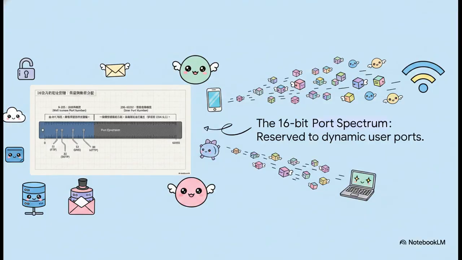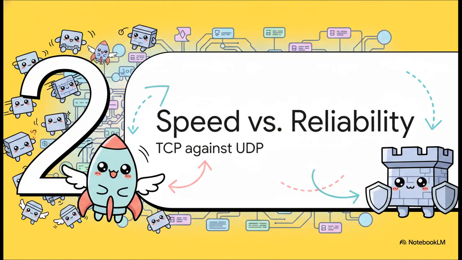But they aren't just thrown together randomly. As this spectrum illustrates, the ports are highly organized. Port 0 through 255 are strictly reserved, well-known ports for core services. We're talking things like port 53 for DNS or port 25 for email. Everything above that, stretching all the way up into the tens of thousands, is dynamically assigned for your standard, everyday user traffic. Which brings us to Section 2, Speed versus Reliability.